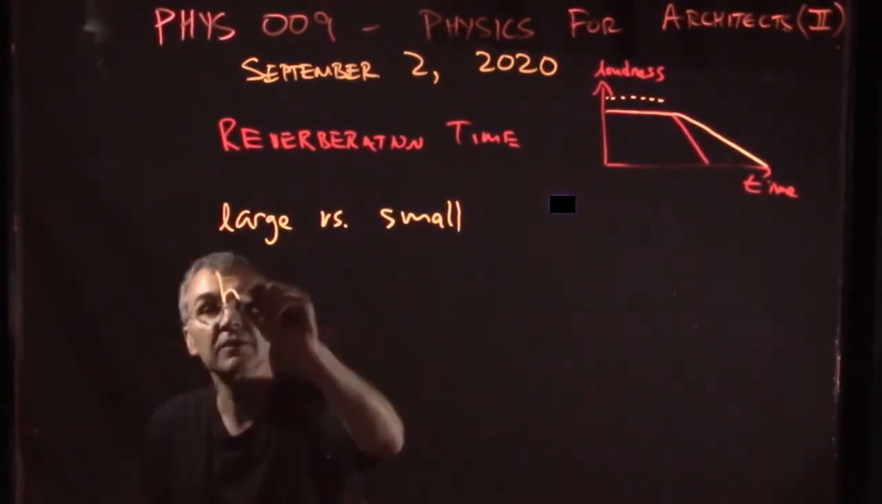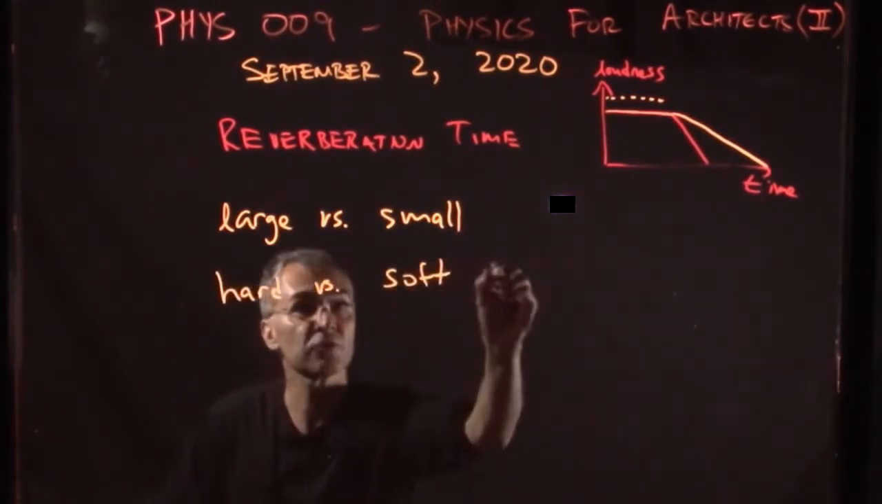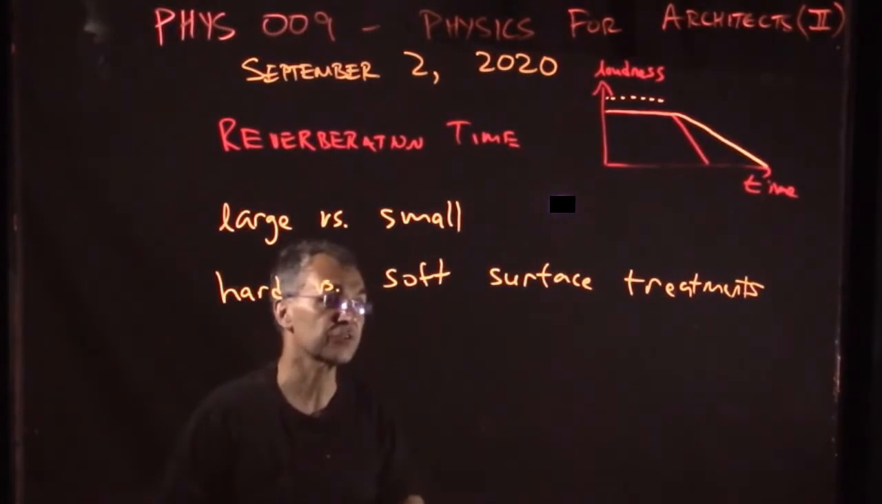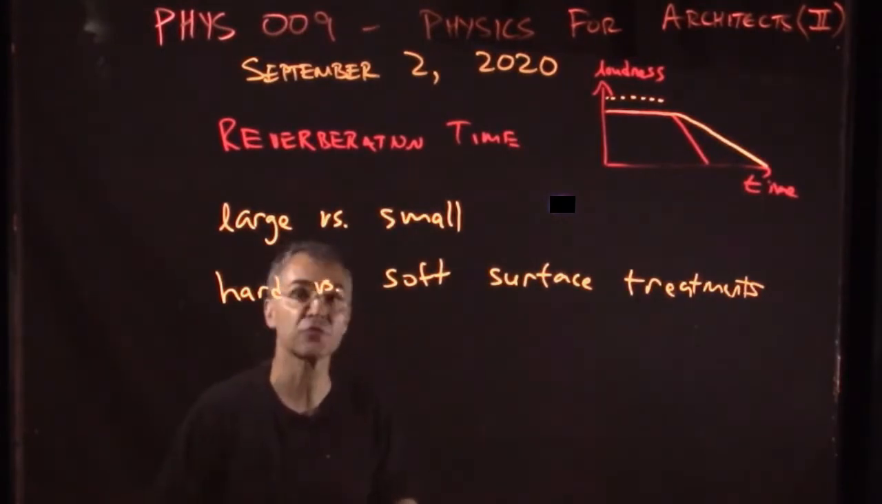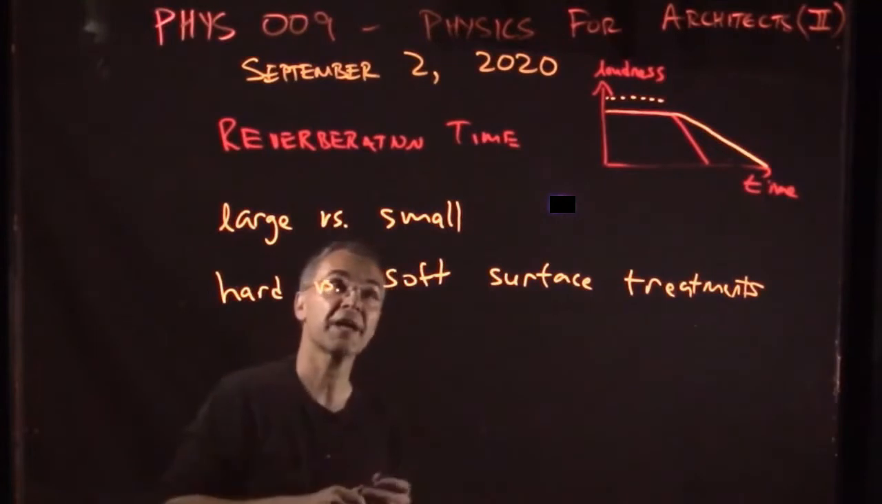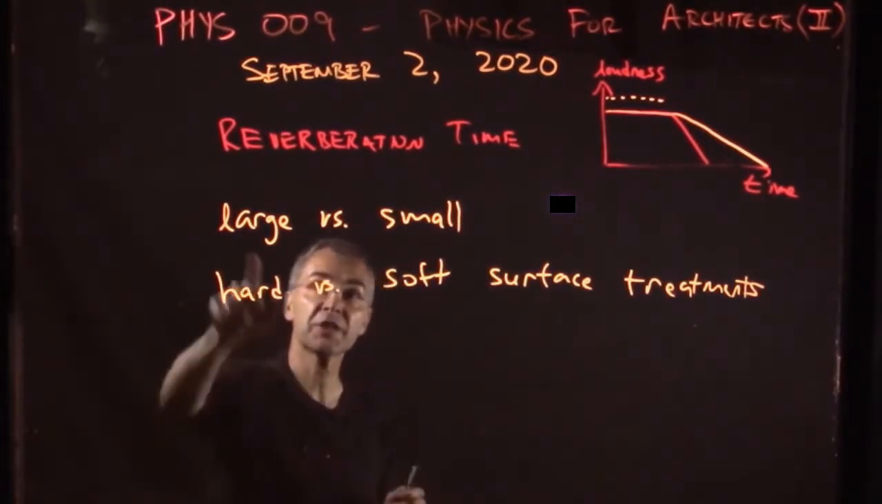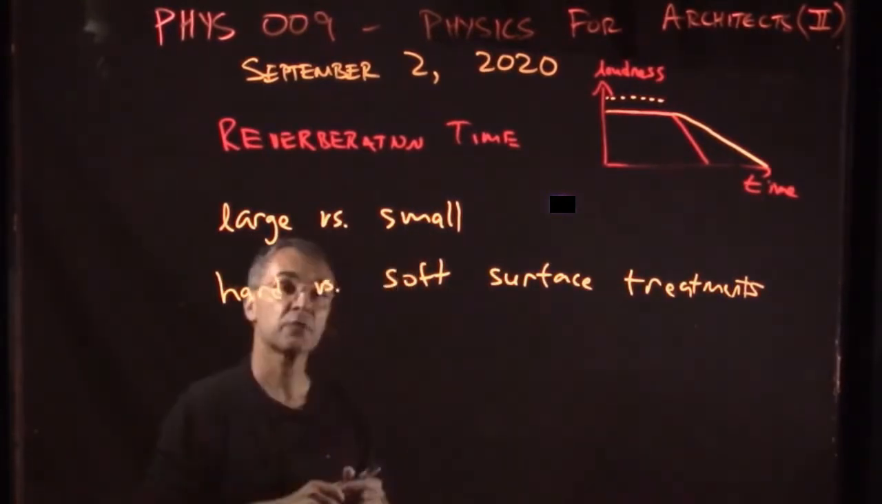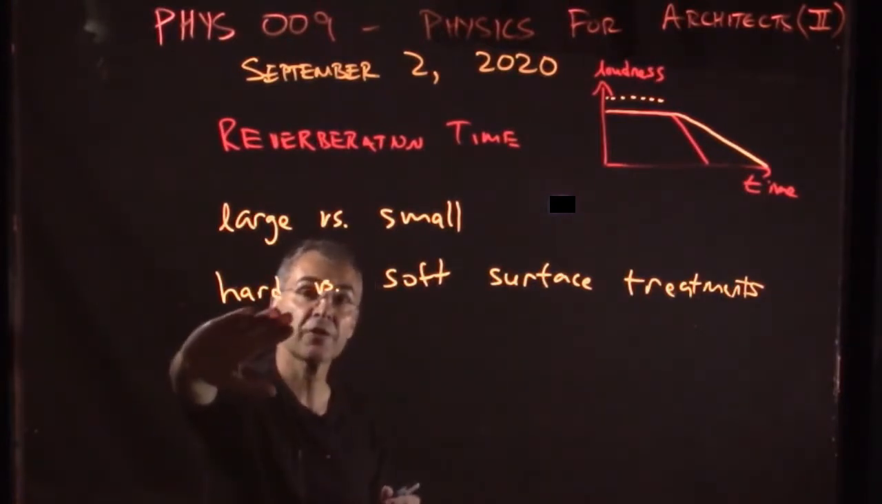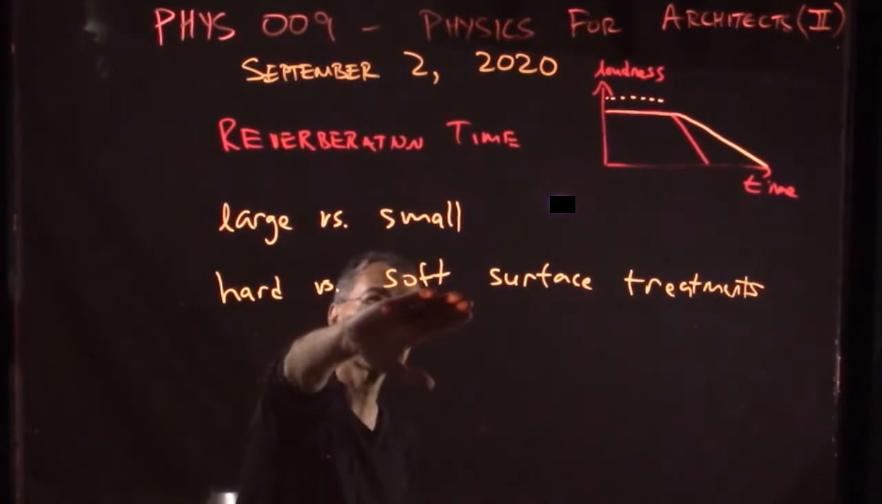Then how about hard versus soft surfaces? So in other words, do we have carpeting on the floor? Do we have plush curtains? Do we have lots of plush furniture? Or do we have something like hard plaster walls, hard wood floors, or concrete floors, and so on? Well, would I expect a more live sound, a longer reverberation time in a large room or in a small room? And would I expect a more live sound, a longer reverberation time in a room with hard surfaces versus a room with soft surfaces?